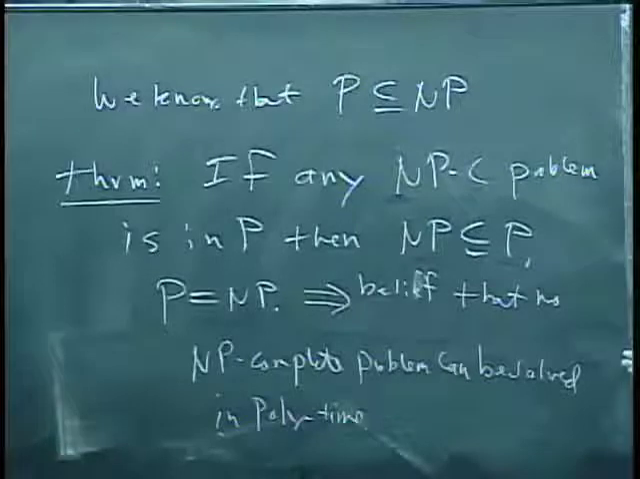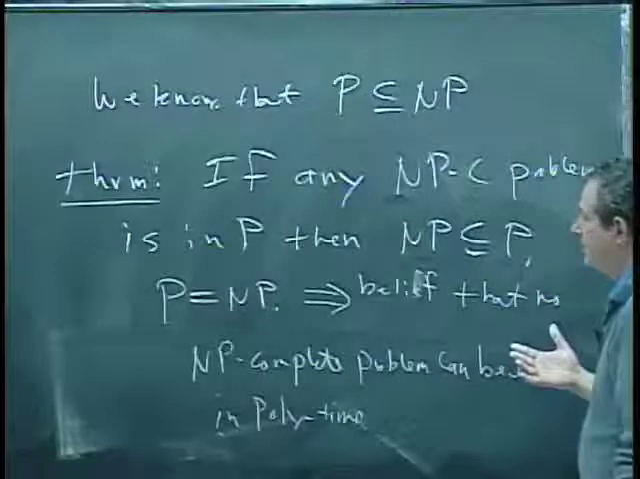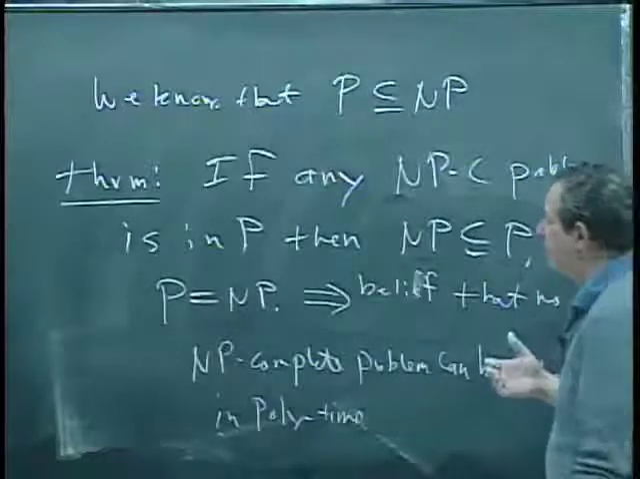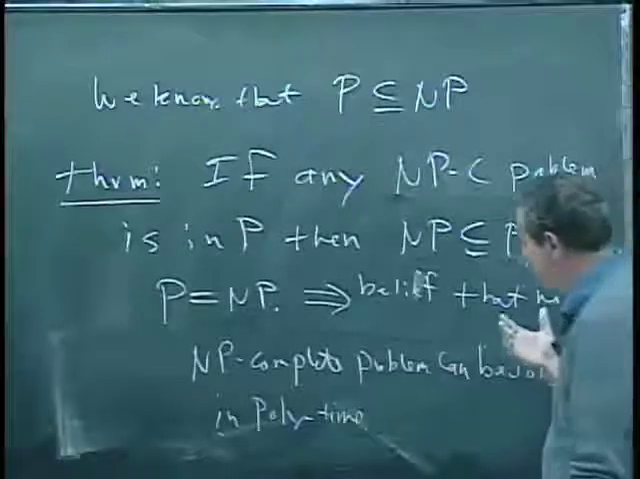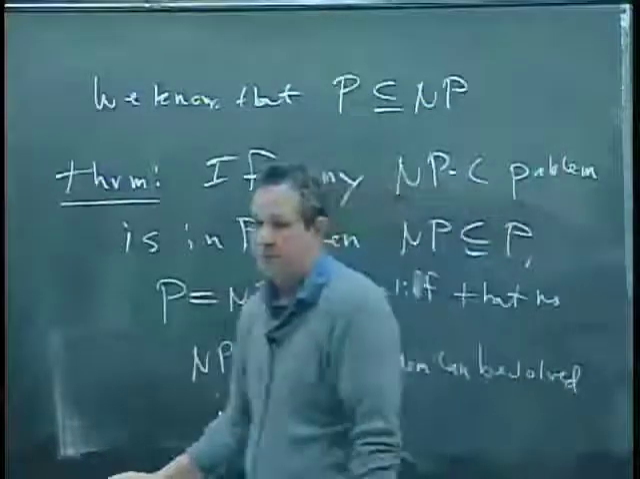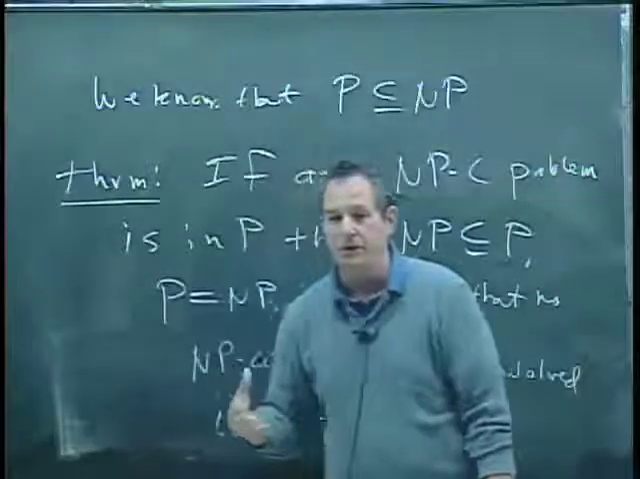And the second piece of evidence is that people have tried. A massive amount of effort has gone into coming up with polynomial time algorithms for problems that are NP-complete, and everybody has failed. But it's even stronger than that, okay?